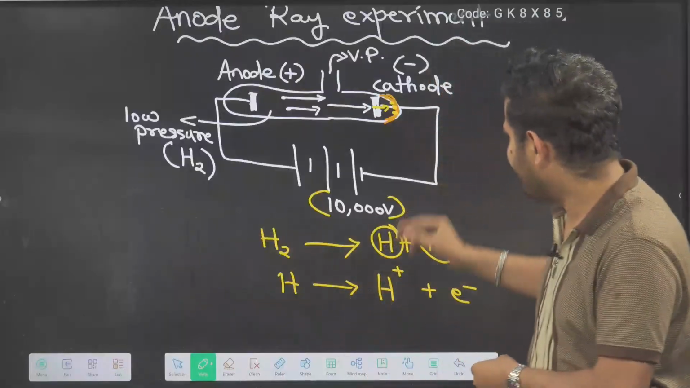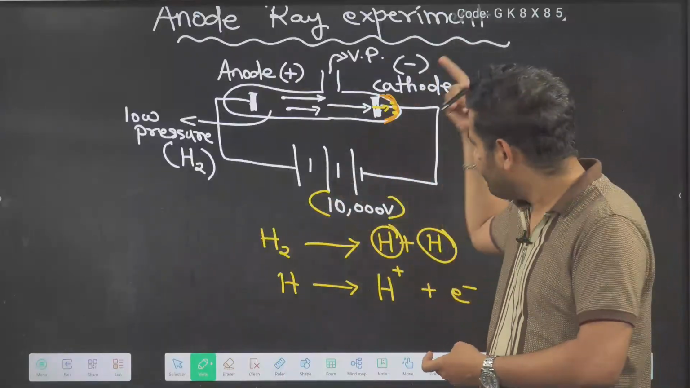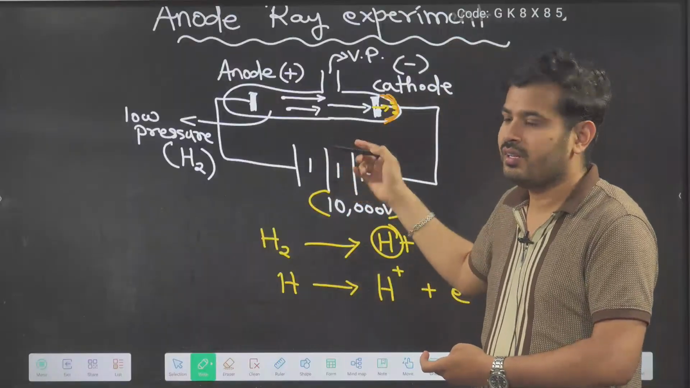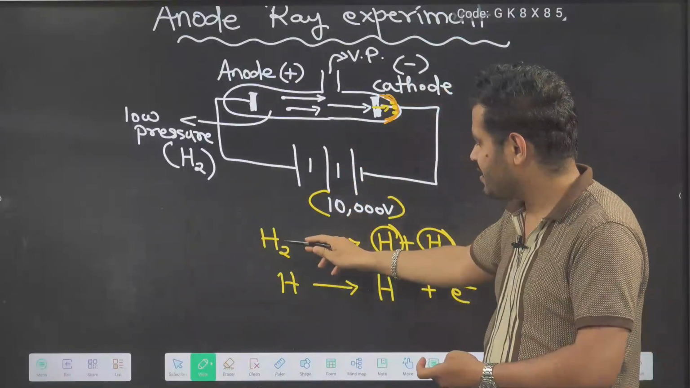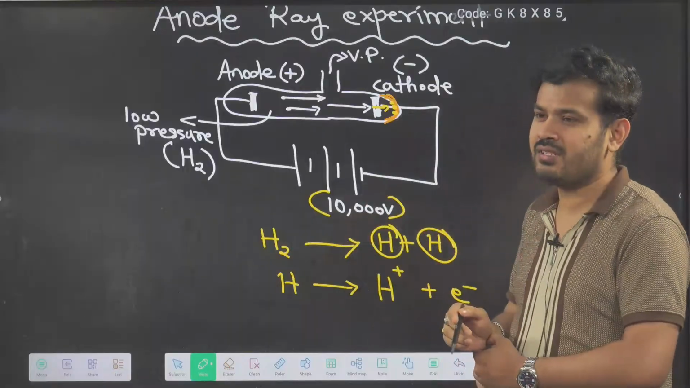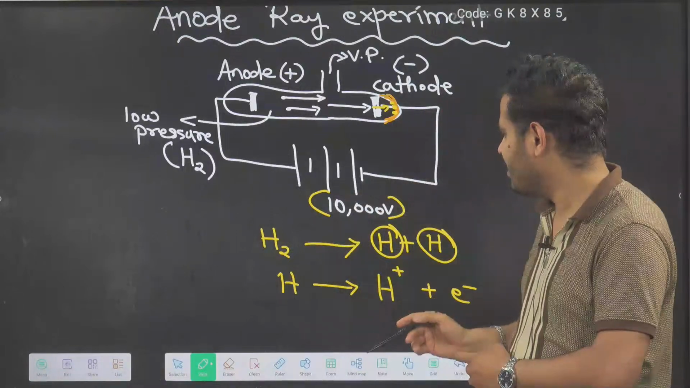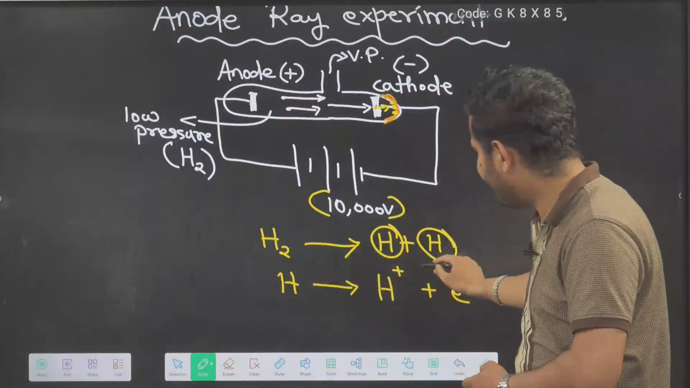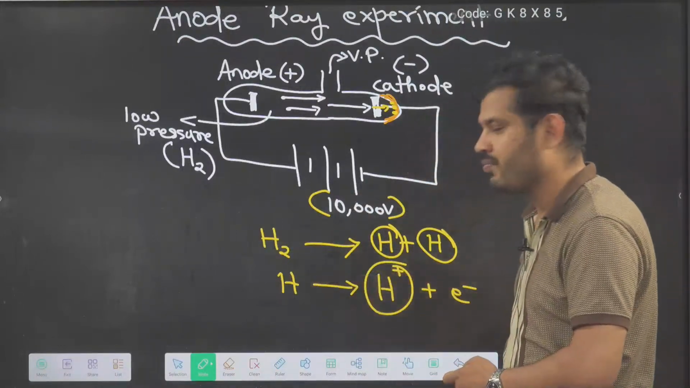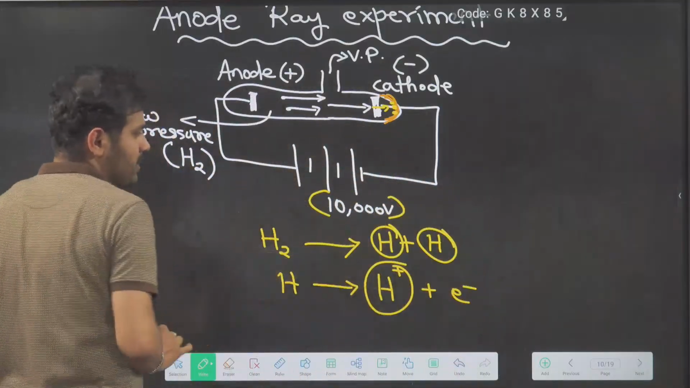So we already have the ray. Whatever cathode ray we have discussed, that cathode ray will be present here also. That ray will bombard this H2 molecule to break it down into 2 hydrogen atoms, because it has very high energy. That hydrogen atom will further break into the H plus form, right? So if you are taking H2 gas, you are getting H plus.